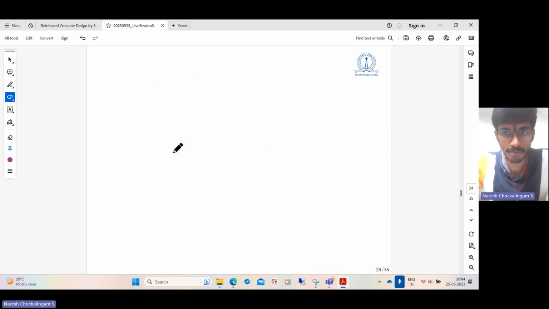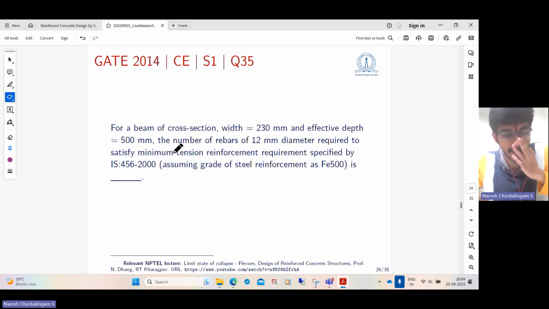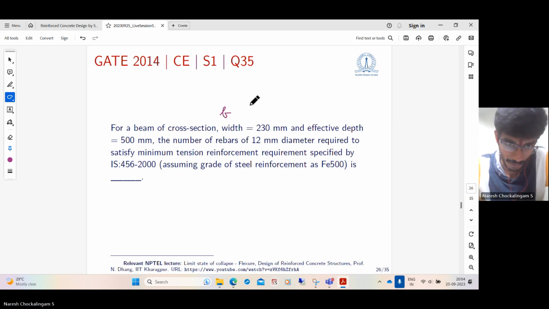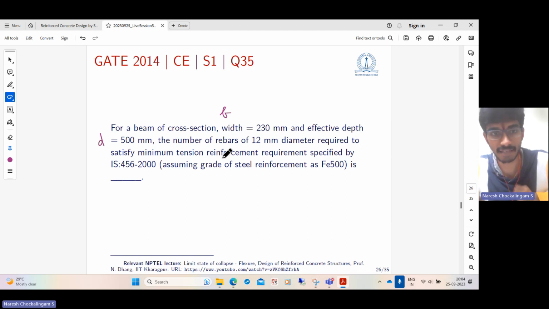So that's about it. Coming to this question. So this is also a very simple question. It's a very direct question. So for a beam of cross section of width b is 230 mm, effective depth is 500 mm. The number of rebars of 12 mm diameter required to satisfy the minimum tension reinforcement as specified by code is what? And they are saying assume grade of steel as Fe500. So very simple. We already saw what it is.